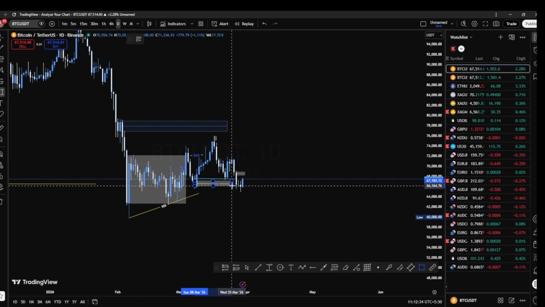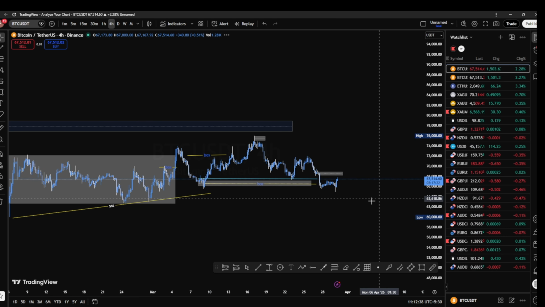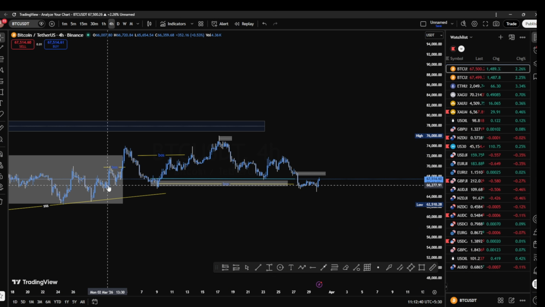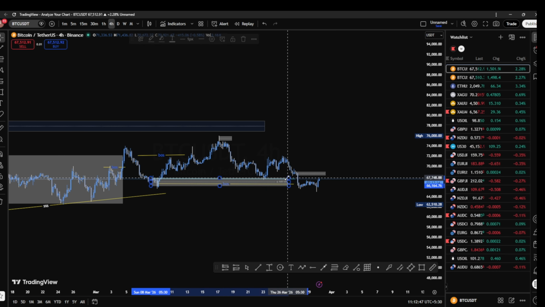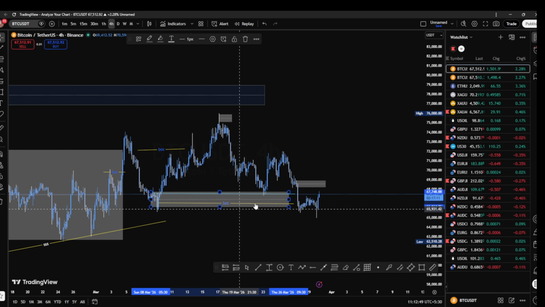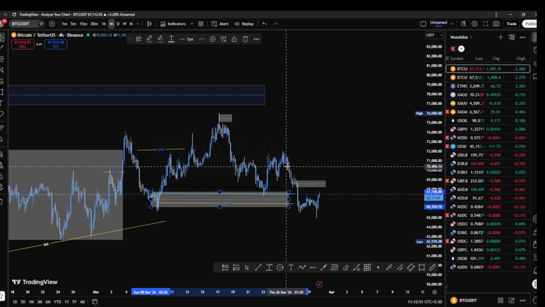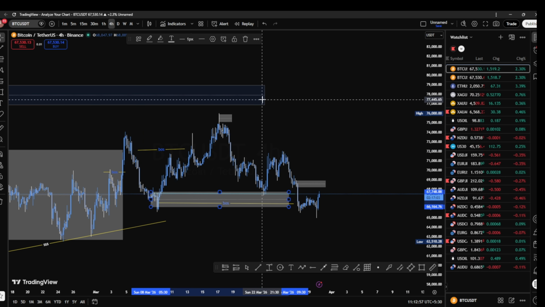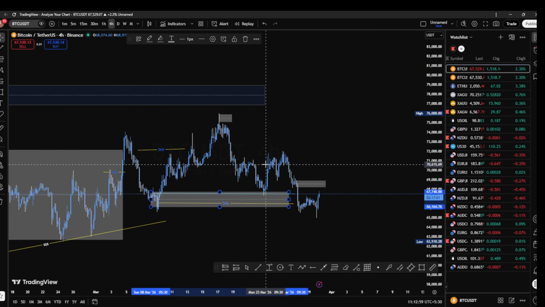This was the demand level, and even in the 4 hour this was also a demand level. So the market went upside from here. I had already told about that. The market went upside from this level. I was targeting this level or these supply zones, but it doesn't happen like this.